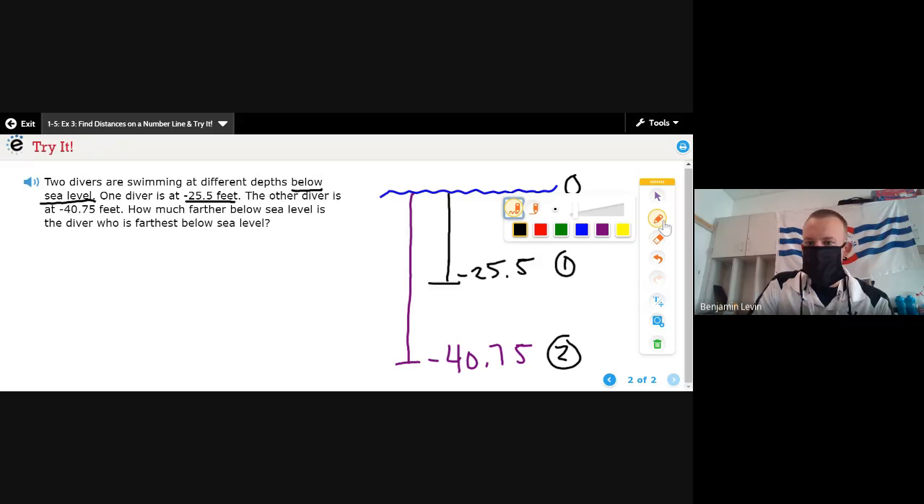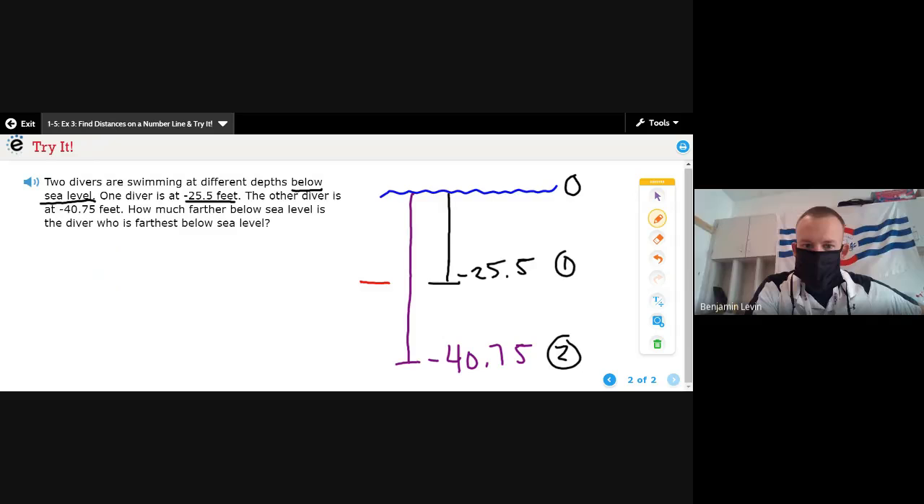So now we need to figure out what's the difference here. I'm going to make the difference in red. We are asking how much further down is the second diver, right? So we are finding the difference. We know that diver 1 is negative 25.5 feet below sea level. We know that diver 2 is 40.75 feet below sea level, and we don't know the difference. So let's figure it out.